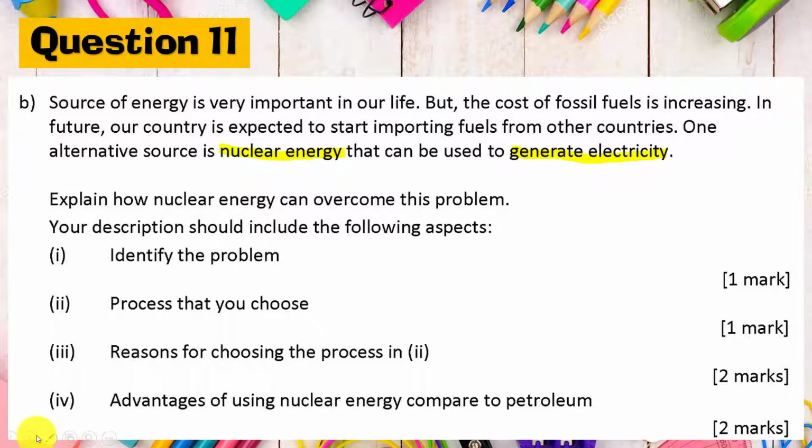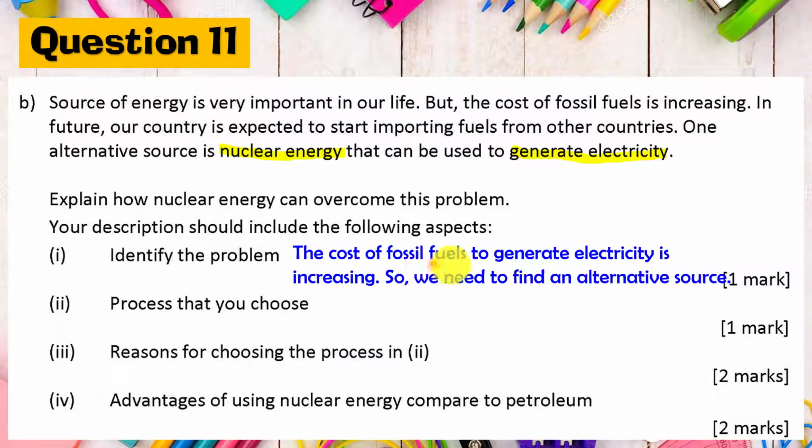Normally, this problem we just copy from the question. From the question, you find out which ones are the keywords, then you underline them and turn them into one sentence. Let's see the answer here: the cost of fossil fuel to generate electricity is increasing, so we need to find an alternative source. This is our problem.